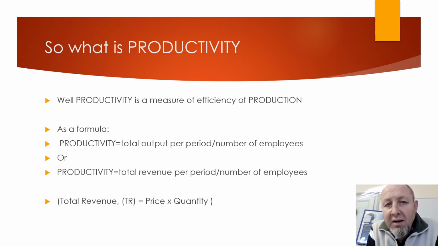So, what is productivity? Well, productivity is a measure of efficiency of production. It can often be seen as a formula. So, productivity is the total output per period divided by the number of employees. Or it could be the total revenue, the total sales, divided by the number of employees. Quick reminder, total revenue is your price times your quantity. So a productive worker is one who is efficient in production.